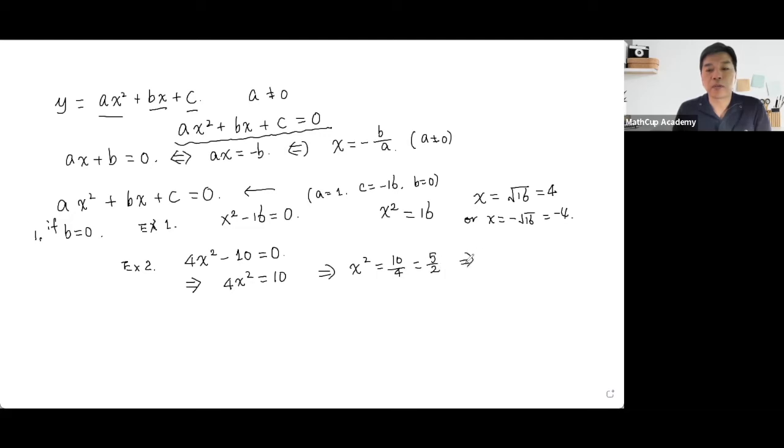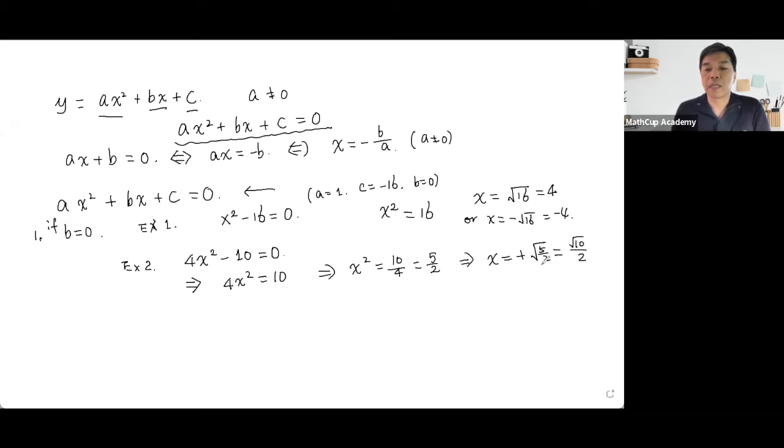Now, again, we're going to take the square root of both sides of the equation. X squared equals 5 over 2. We get x equals plus or minus the square root of 5 over 2, which we're going to simplify. This radical equals the square root of 10 divided by the square root of 2, right?